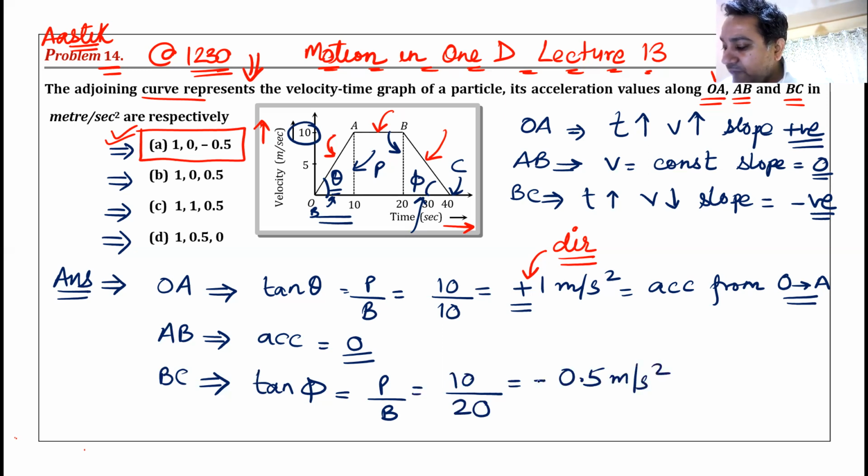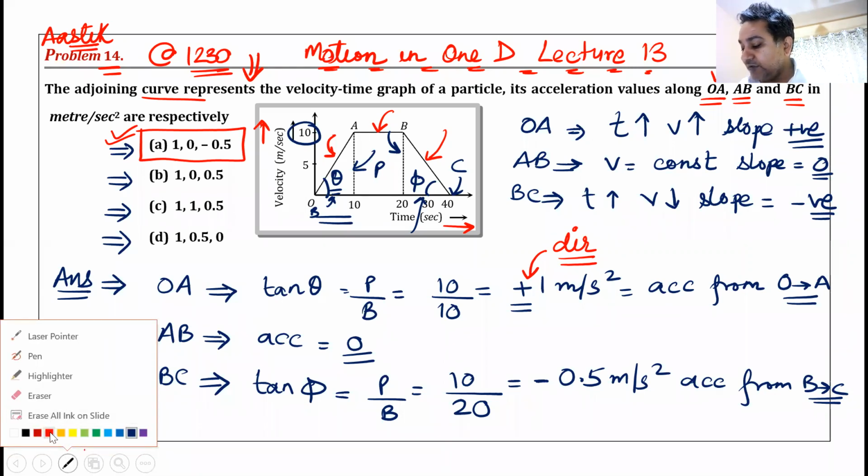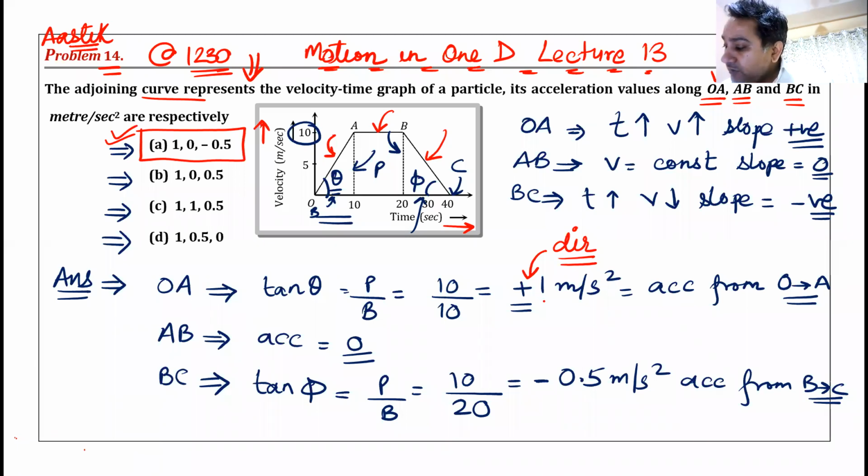It will be negative because as time increases, velocity decreases. This is the acceleration from B to C. Am I clear with this concept? Anyone having any doubt, please raise. Any doubt with this? This plus sign indicates the direction, and this minus indicates the direction of this acceleration.